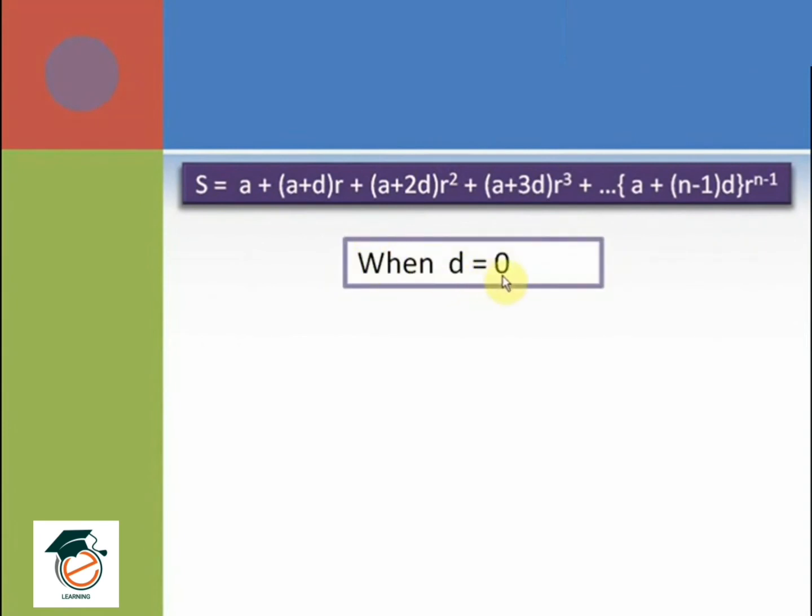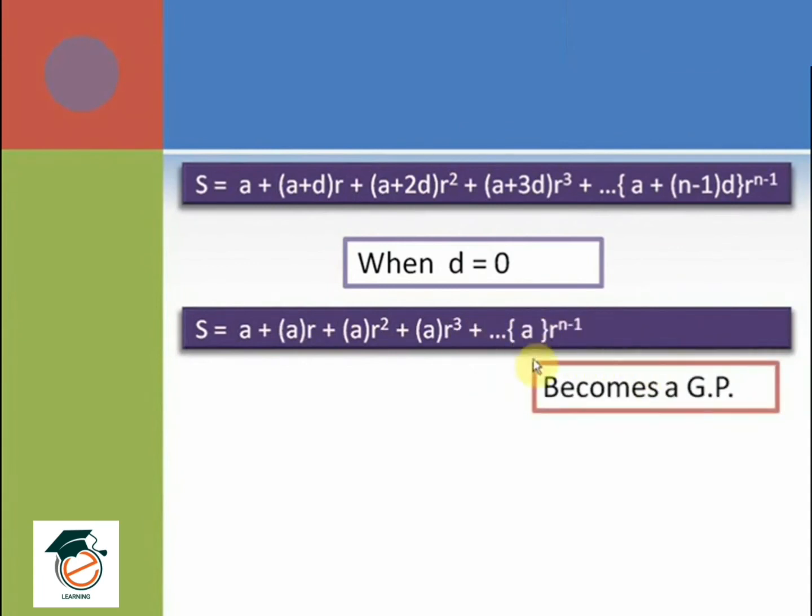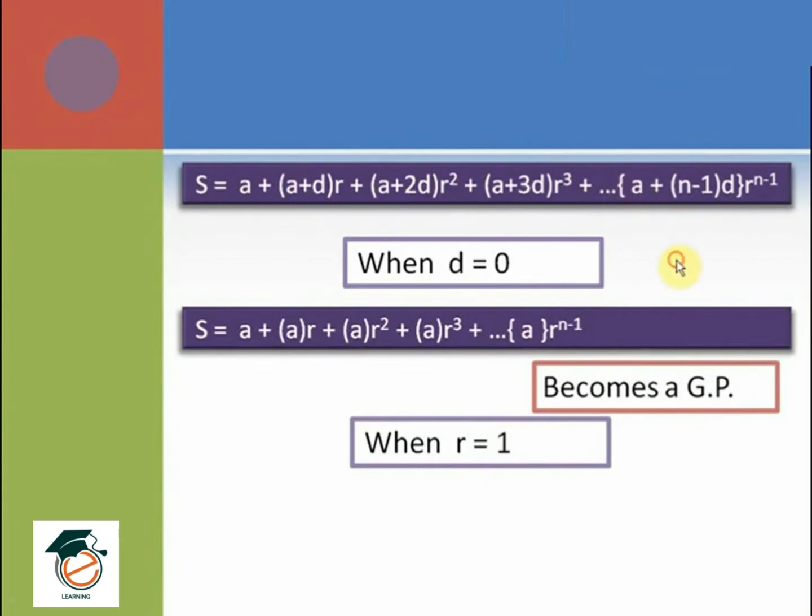Now when D is equal to 0, if we substitute D equal to 0, then what we get? We get S equal to A plus A into R plus AR square plus AR cube plus A into R to the power of n minus 1, and we see that this is actually a GP. Thus if we put D equal to 0 in this arithmetico-geometric series, then we get a GP whose common ratio is equal to R.